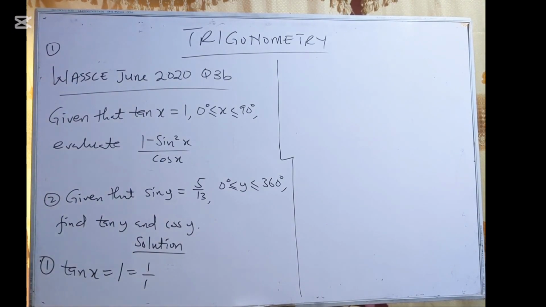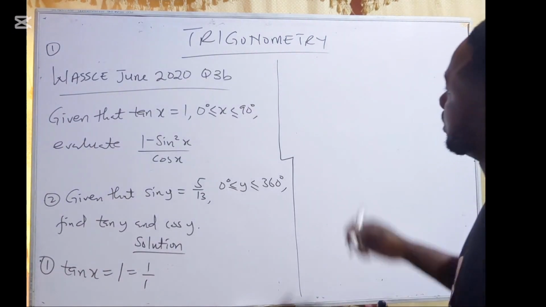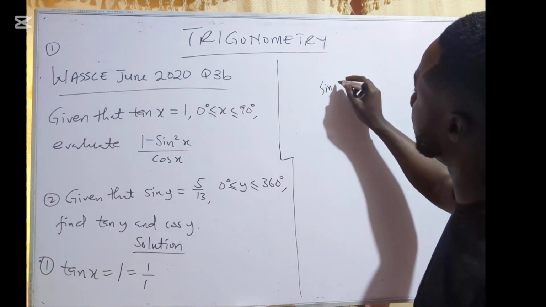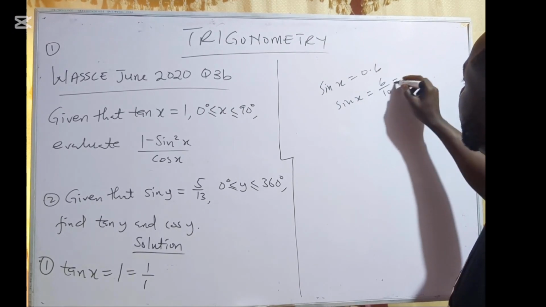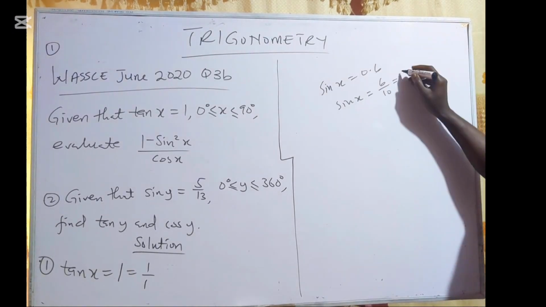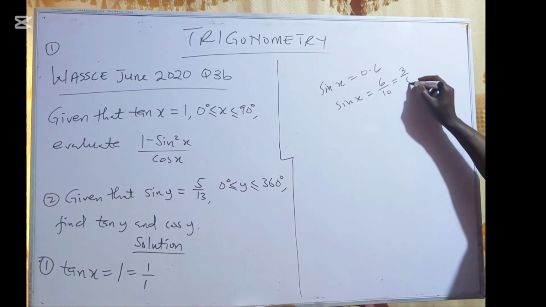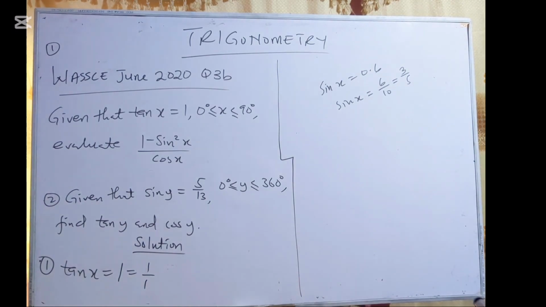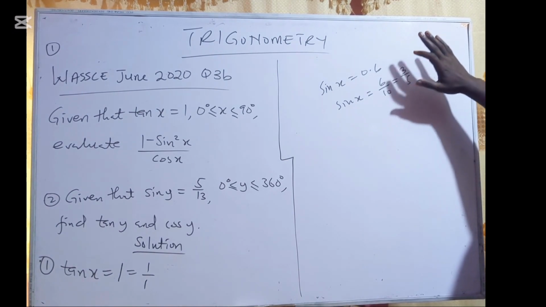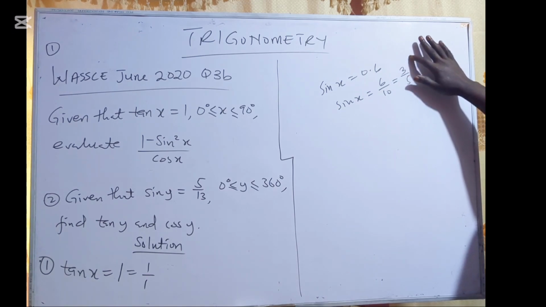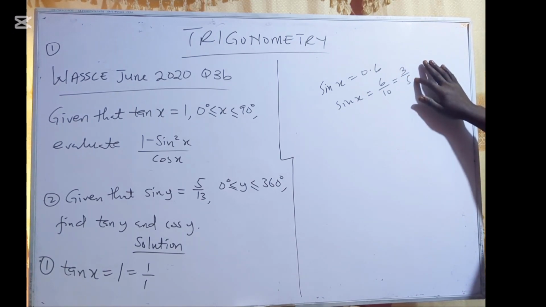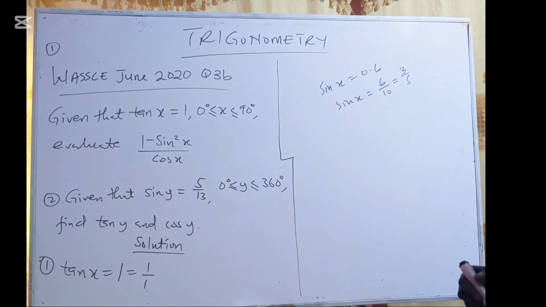Sometimes you can be given a decimal. Let's say I'm given sine x is equal to 0.6. It means my sine x is the same as 6 over 10, which is 3 over 5 after dividing by 2. So if it is sine I'm using, sine is opposite over hypotenuse. My opposite is 3, my hypotenuse is 5.